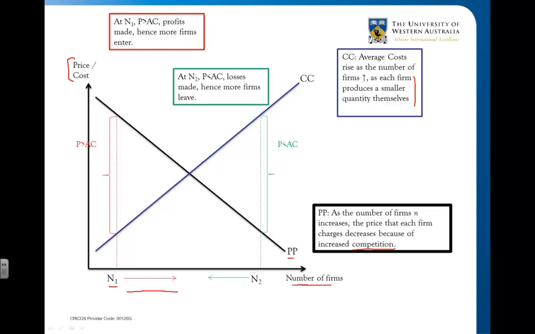Pick another point to the right of this, where you've got, say, a large number of firms now, N2. Now, of course, remember, with that large number of firms, firms can't reach as much economies of scale, so their costs are going to be higher. But with that huge amount of competition, the prices are lower. So we've got average cost greater than price. If you want to think about it in those terms, losses are made. And so when losses are made, some firms are going to leave. And so again, the number of firms will start to decrease.